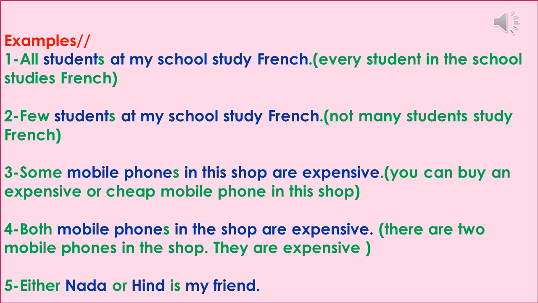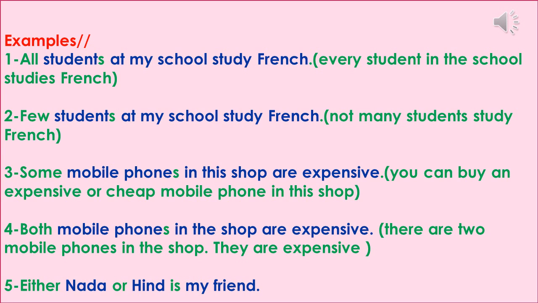Number 4. Both، which means كلا. Okay. كلا. Both mobile phones in the shop are expensive. What do you mean by both here? There are 2 mobile phones in the shop and they are expensive. لاحظوا هنا الطالبات both متبوعة mobile phones اللي هو اسم، كذلك هنا يشوفون الاسم اسم جمع. So it is followed by plural noun. وتلاحظون معنى both بمعنى كلا.